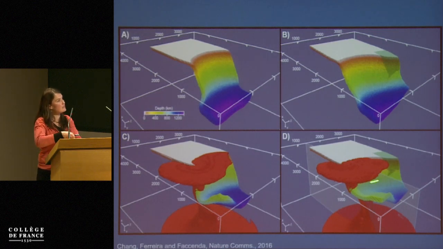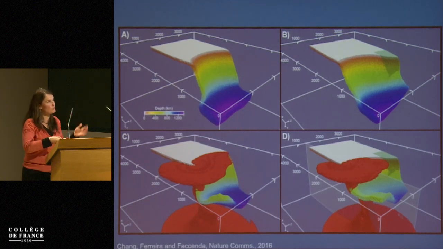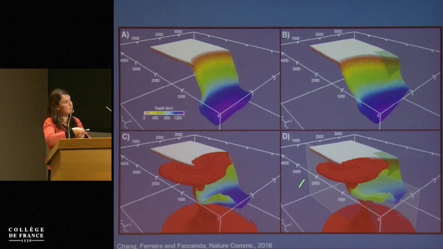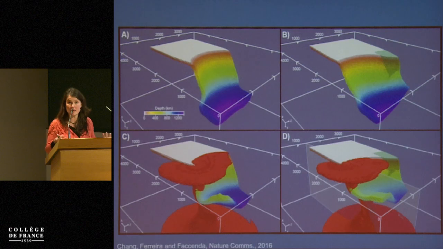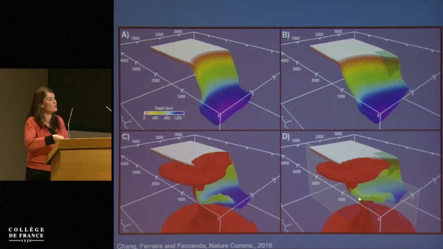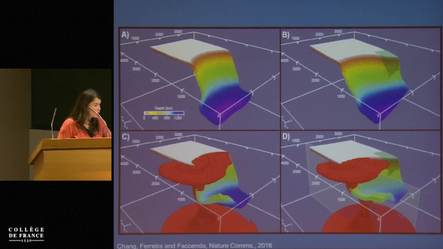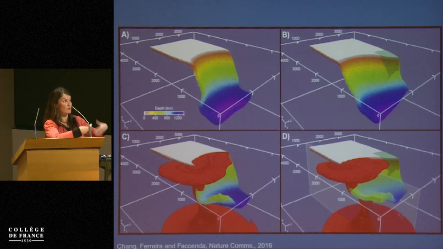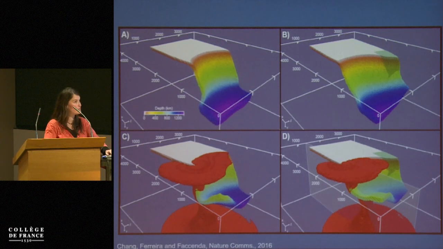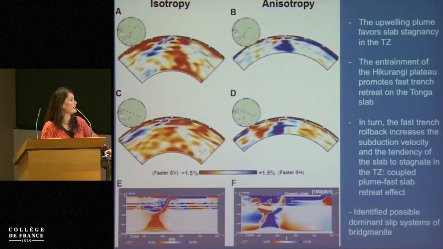And then finally, in this scenario here, it combines both the effect of the plume and of the plateau being attached to, say, Kermadec. And it seems that with this scenario, he reproduces some of these key first-order dynamic geological features of the region. So the Tonga slab being stagnant and Kermadec going down, and as well this fast slab retreat that is observed.